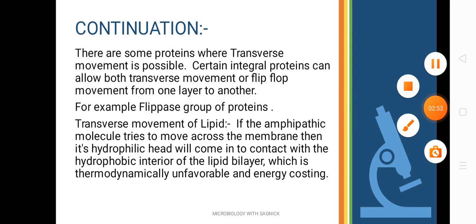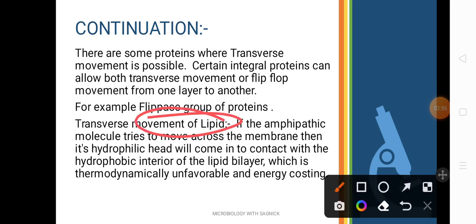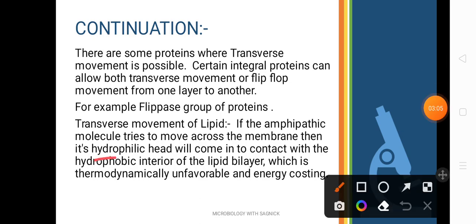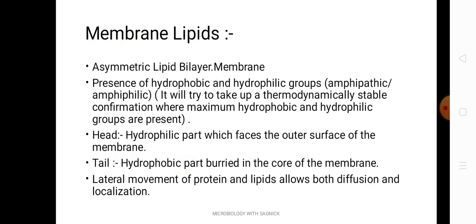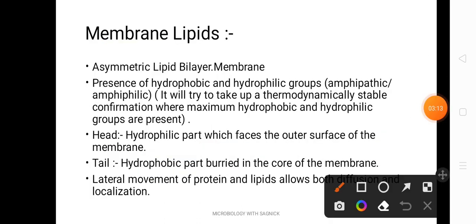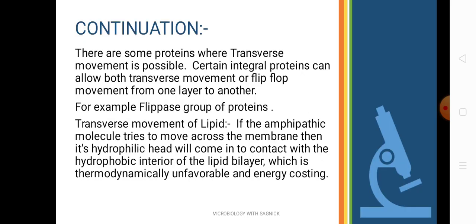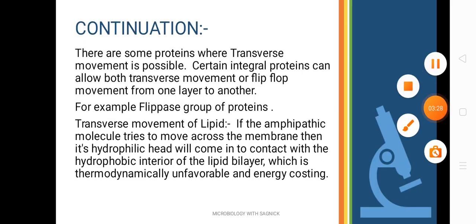But transverse movement of lipid is not possible, because if the amphipathic lipid molecule were to move across the membrane, then there is a possible chance that the hydrophilic head will come into contact with the hydrophobic interior, and that is not thermodynamically stable, because I have just told you that the lipid bilayer will exist in such a manner that will be thermodynamically stable. If the lipid were to perform a transverse movement, it would be thermodynamically not favorable. That is why transverse movement is possible in the case of protein, but not in the case of lipid.